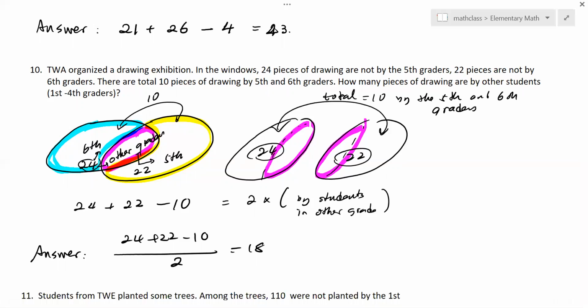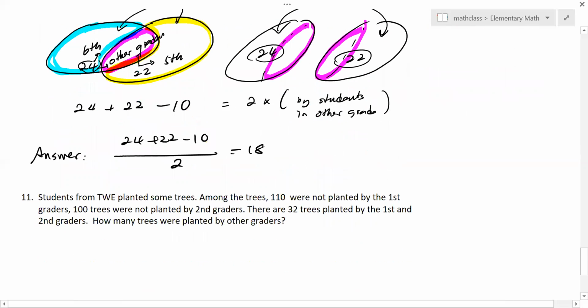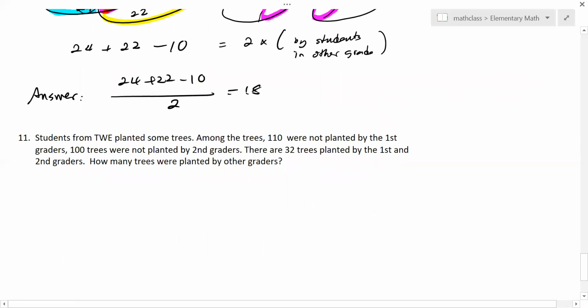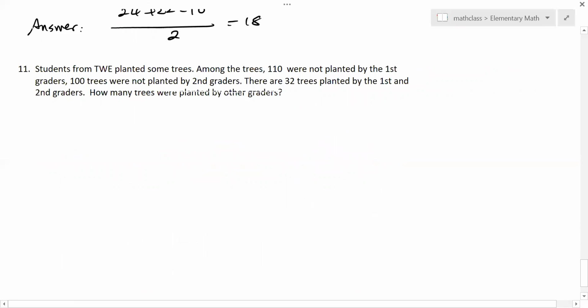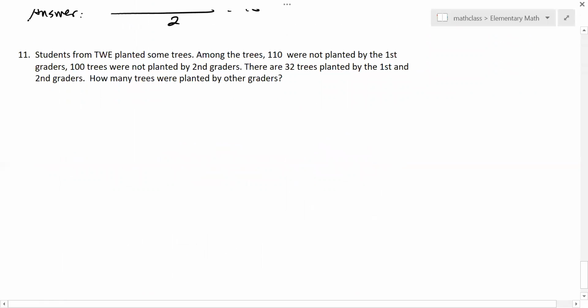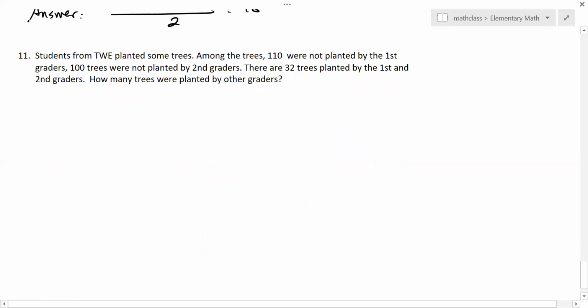Oh, that's just the name of the school. Sorry for that. Let's do the TWE. Let's say Tom Meadow Elementary School. All right. So now we have another one. Well, we probably can finish. We just finished this one.